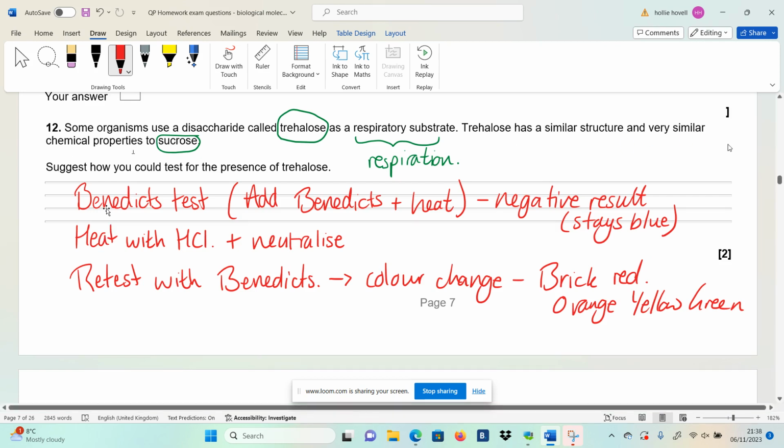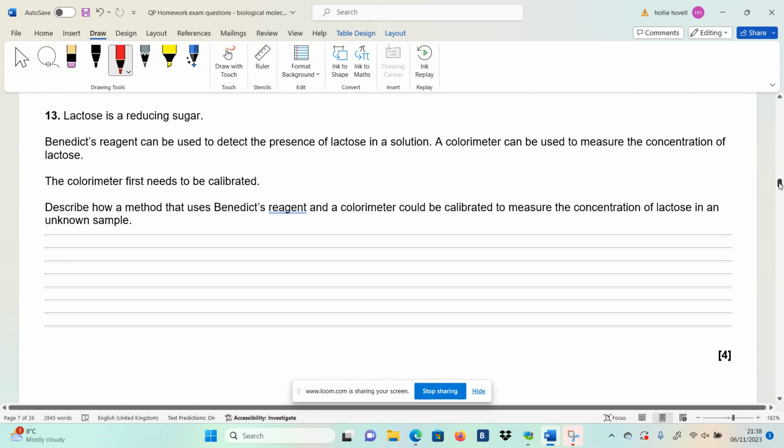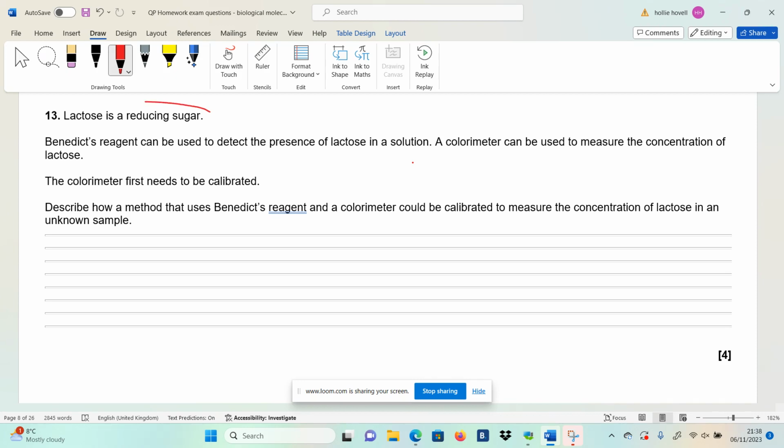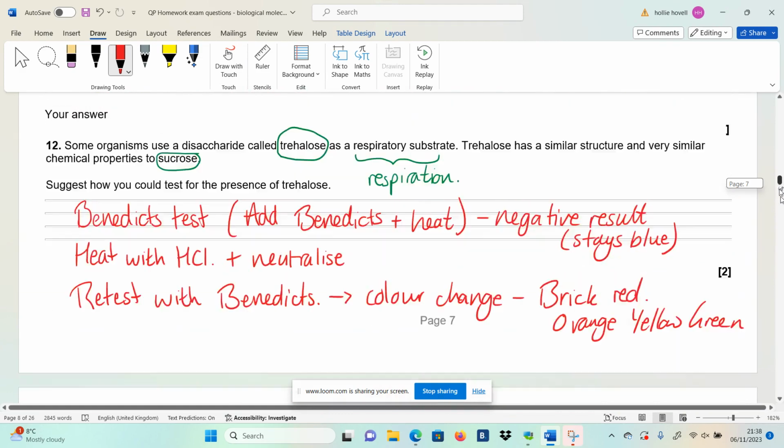On to the next question, 13. This was a tricky one. So lactose is a reducing sugar. So this is interesting because lactose is a disaccharide, okay, but it's actually a reducing sugar. Now, usually, most of the time, we learn that the reducing sugars are the monosaccharides.